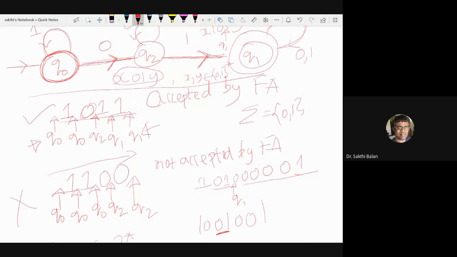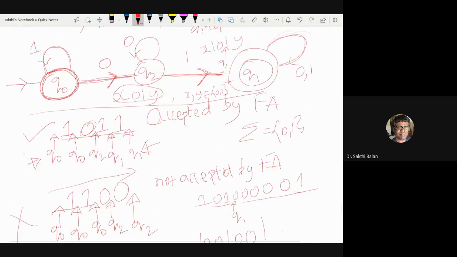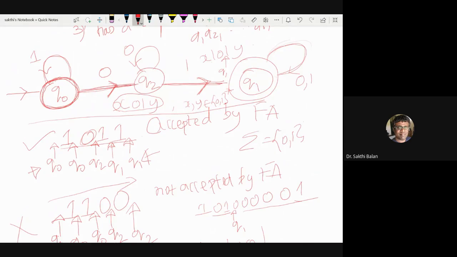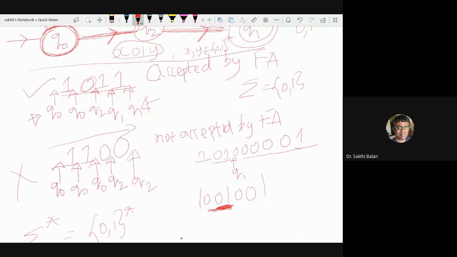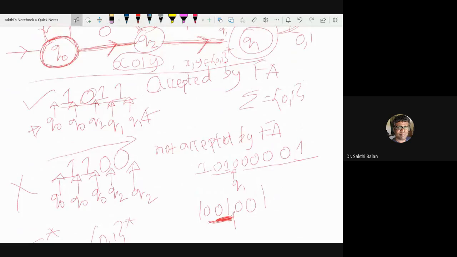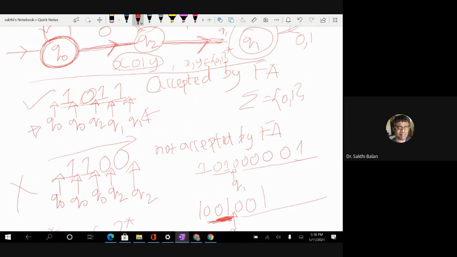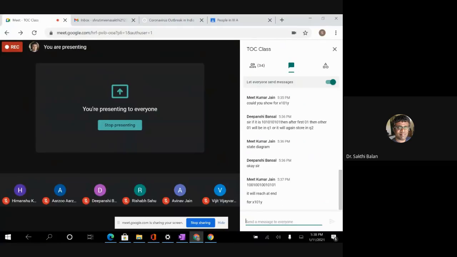See, this 0 1 is there, right? 0 0 1, I mean. So 0 0 1 means what? It will reach Q1. So after reading 0 1, here it will be in Q1, and from Q1 it can read whatever it wants. So that also will be accepted. Whenever there is a substring 0 1, it will be accepted. That is this automata. That's the beauty of it.